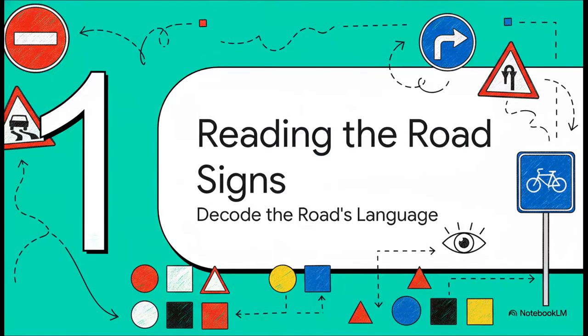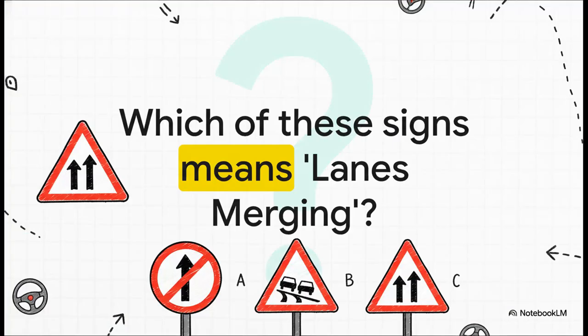Okay, so first up, road signs. Here's the secret. They're basically a visual language. And once you get the hang of the patterns, the shapes and the colors, you can figure out what they mean almost instantly, even if it's a sign you've never seen before. It's pretty cool. Let's kick things off with a classic question.